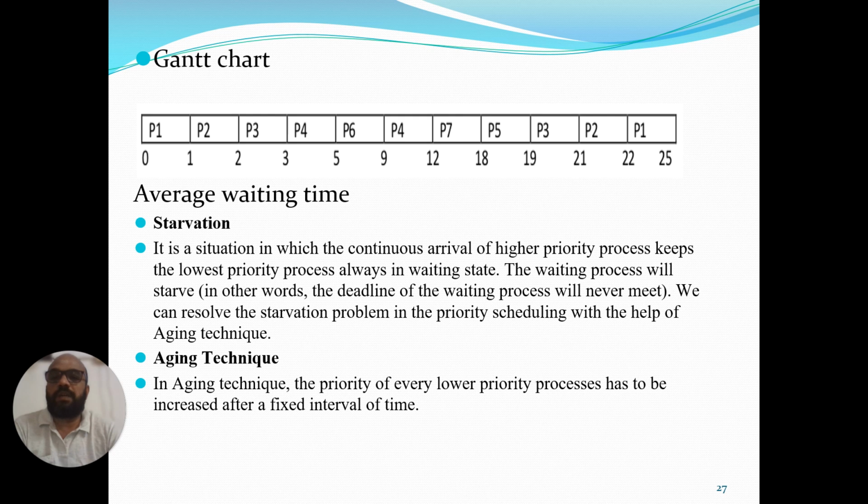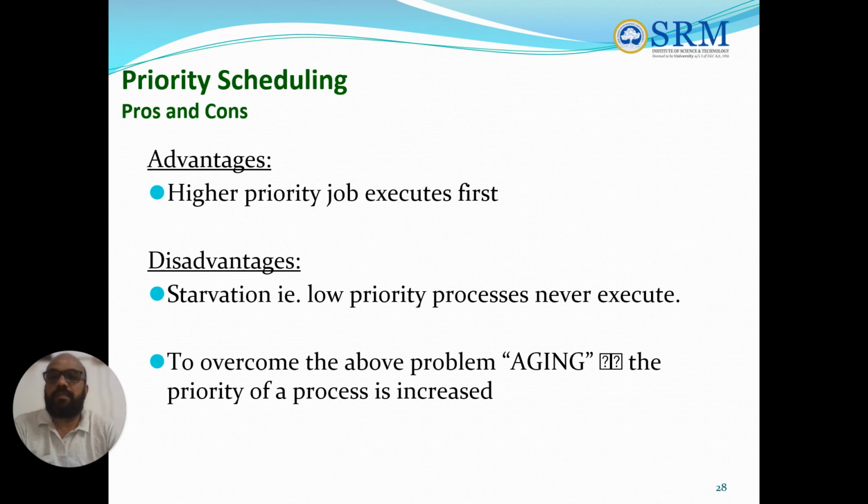In the aging technique, we increase the priority of low priority processes at every time interval. The advantage of priority scheduling is that the higher priority job gets executed first. The disadvantage is starvation, so a low priority process never executes. To overcome this, we use the aging technique, which increases the priority of the process.